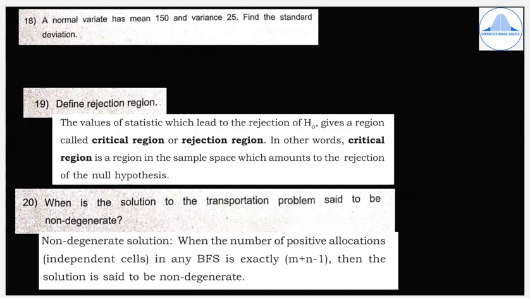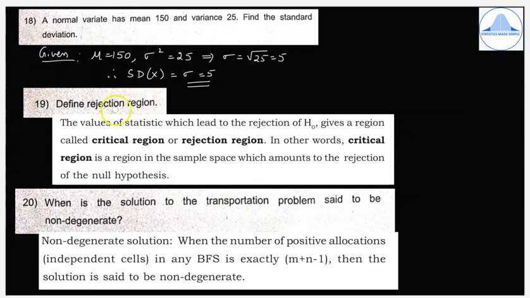18th question, a normal variate has mean 150 and variance 25. Find the standard deviation. So they have given mu is equal to 150 and the variance, that means sigma square, is equal to 25. So we know that the standard deviation SD of x is nothing but sigma. So if sigma square is equal to 25, it implies that sigma is equal to root of 25, which is equal to 5. So the standard deviation is 5.